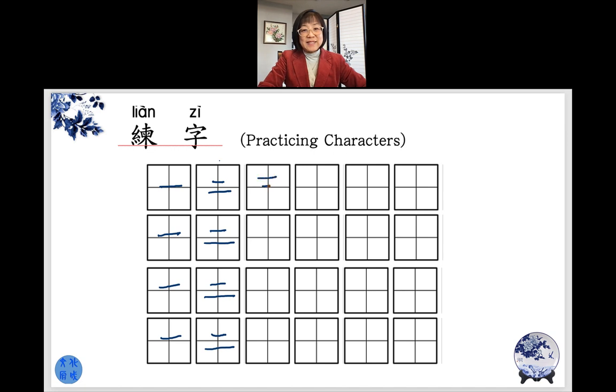San, san, san, san, san. Wu, wu, wu, wu. So let's repeat the stroke. Heng, pie, heng, zhe, heng.